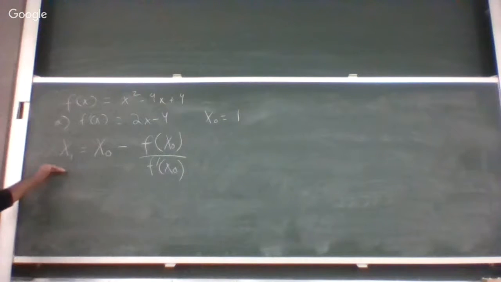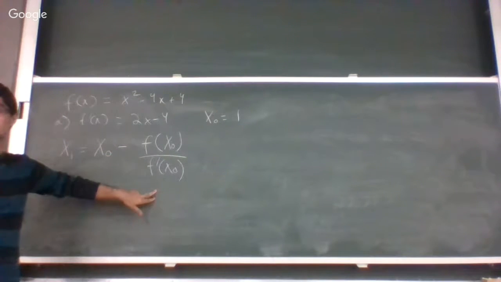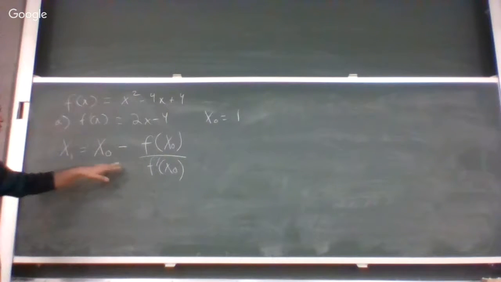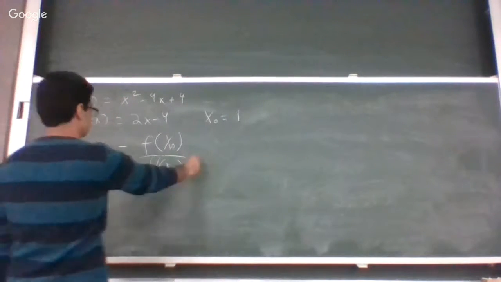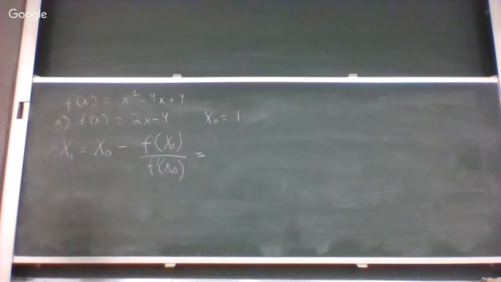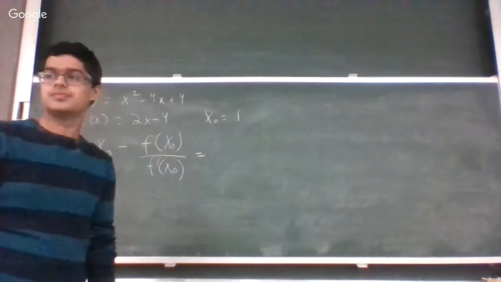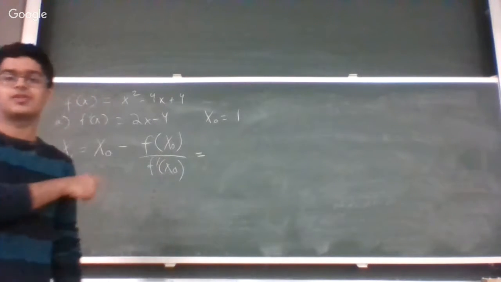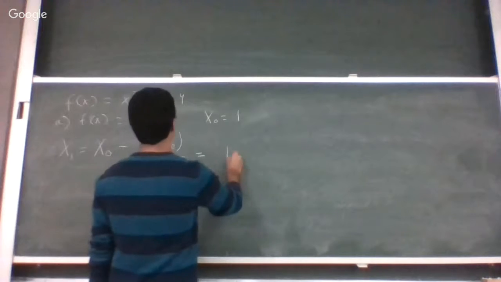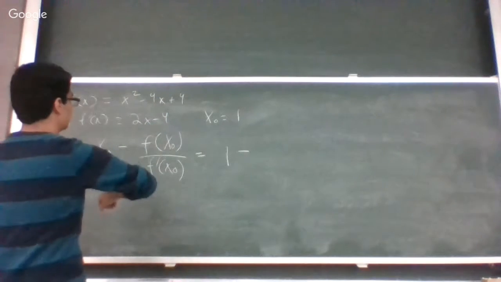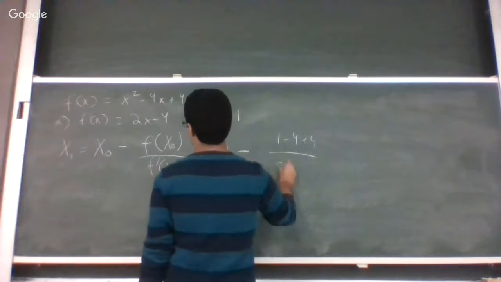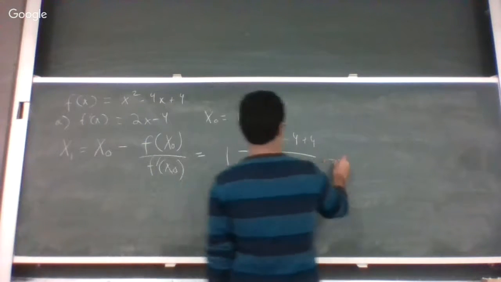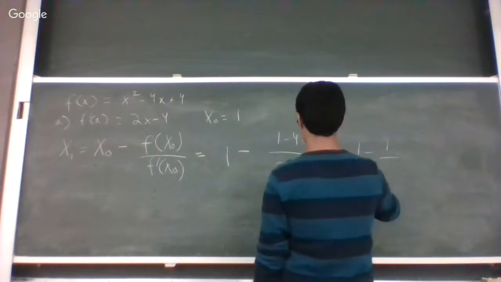So first, define x1 as a function of x. What does x sub 1 represent? The first approximation, maybe. How do you find it? We found all the information that we need. So x0 is 1. When you plug 1 into that original equation, we get 1 minus 1 minus 4 plus 4 all over 2 minus 4, which is 1 minus 1 plus 1 half.